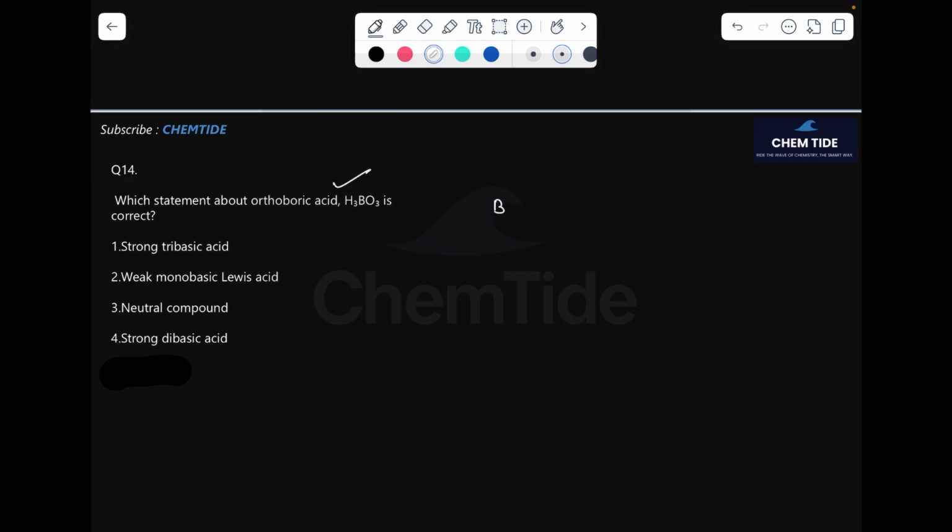Which statement is correct about orthoboric acid? We know that it's a monobasic acid, or monoprotic acid, when you dissolve it in water. On dissolving in water, it converts into B(OH)4 minus and releases the H plus ion. It's a Lewis acid because the octet is incomplete. So weak monobasic Lewis acid is the answer.